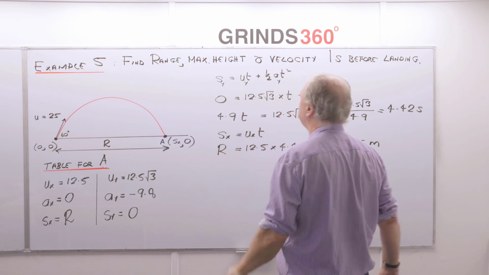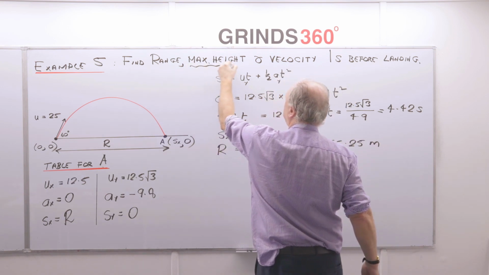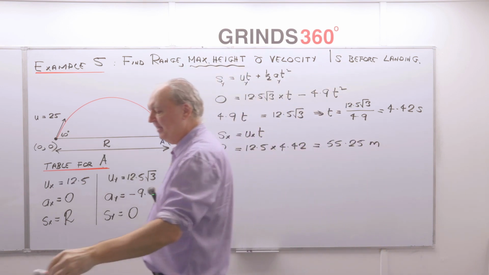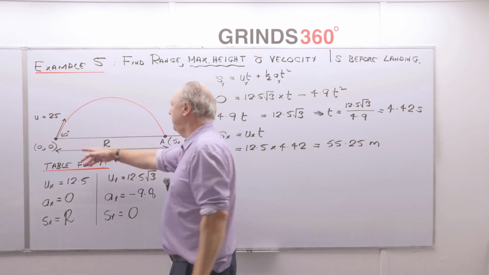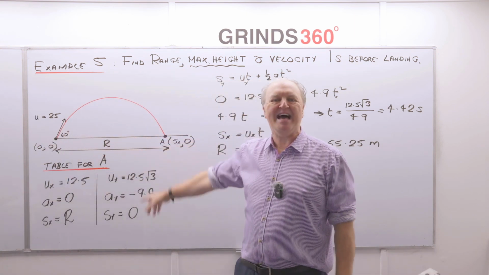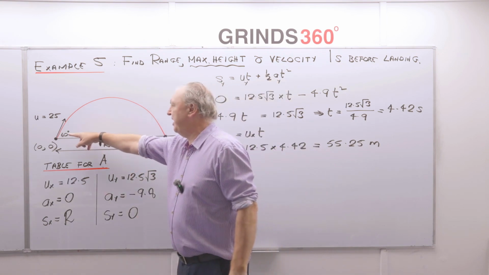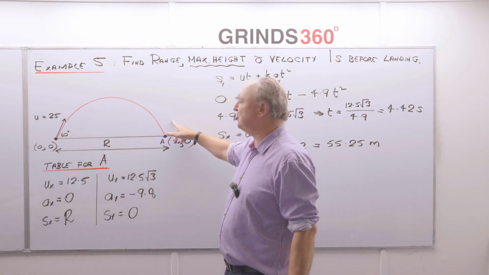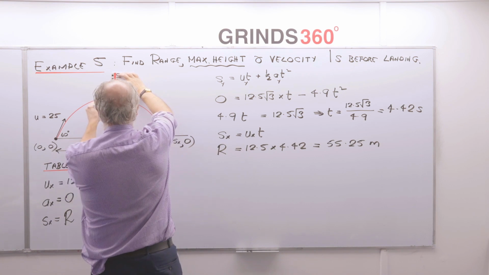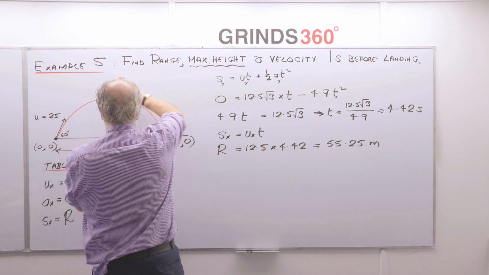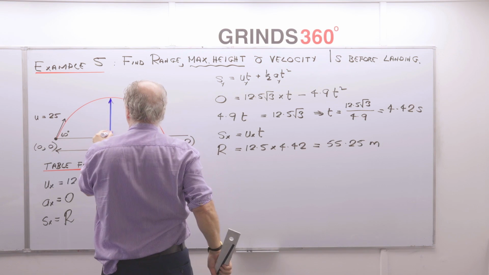The next part, they're asking me to find the maximum height. So let me go into my diagram for the maximum height. Well, if it's fired off level ground and it lands on the same level ground, that there is a perfectly symmetric parabola, and the maximum height is actually halfway along. We'll see this later when we do some of the proofs.